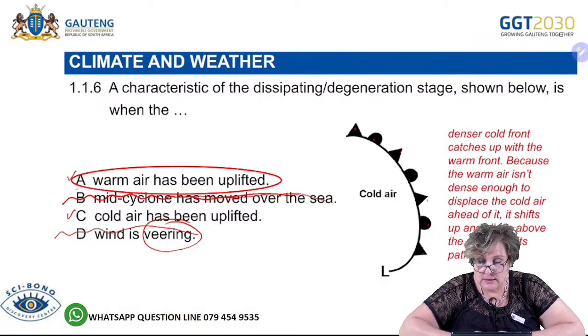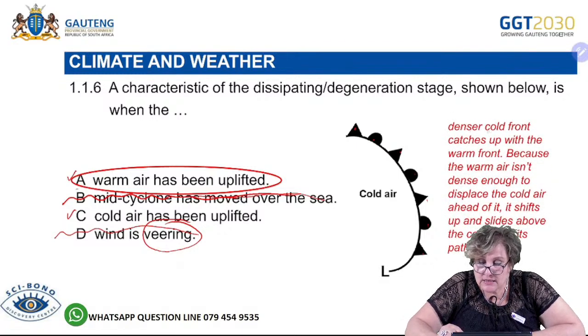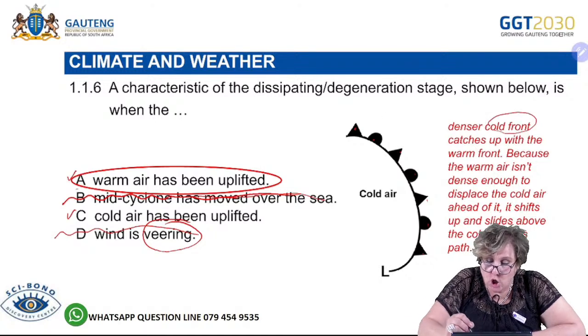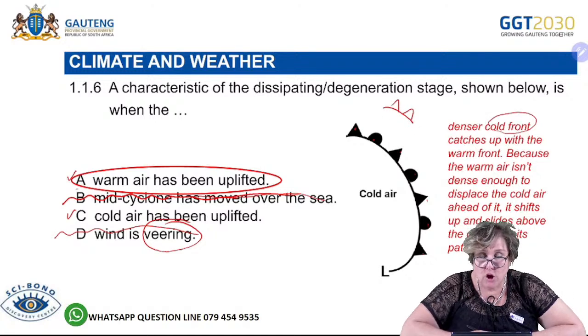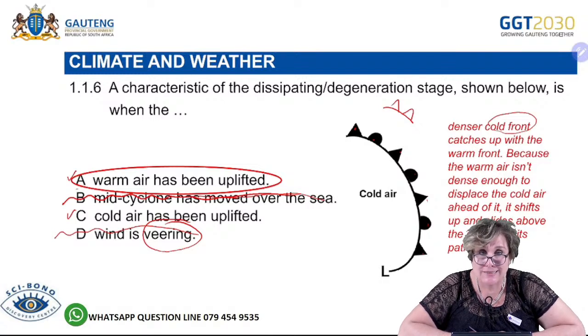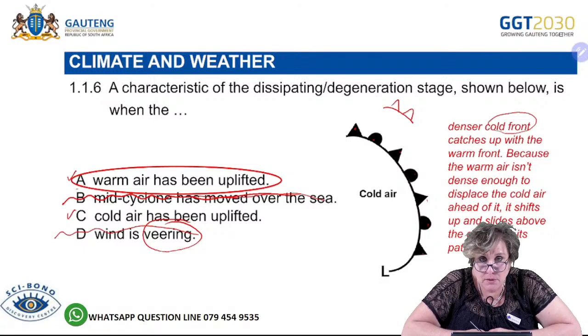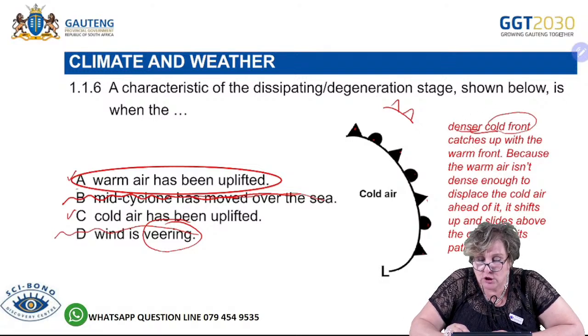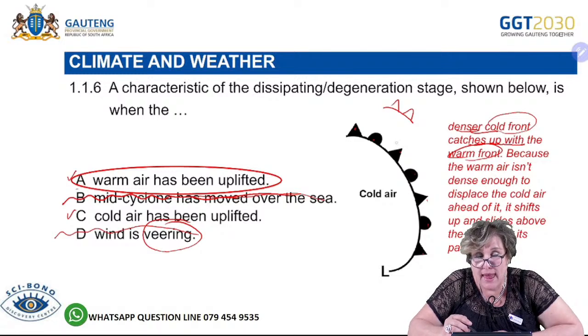Now, listen to this. Your denser cold front, remember, a cold front is associated with cold air. Cold air is normally denser and heavier. It's heavy air because it sinks down to the surface. Your dense cold front catches up with the warm front. And remember, the warm front has warm air. Warm air is lighter than cold air.